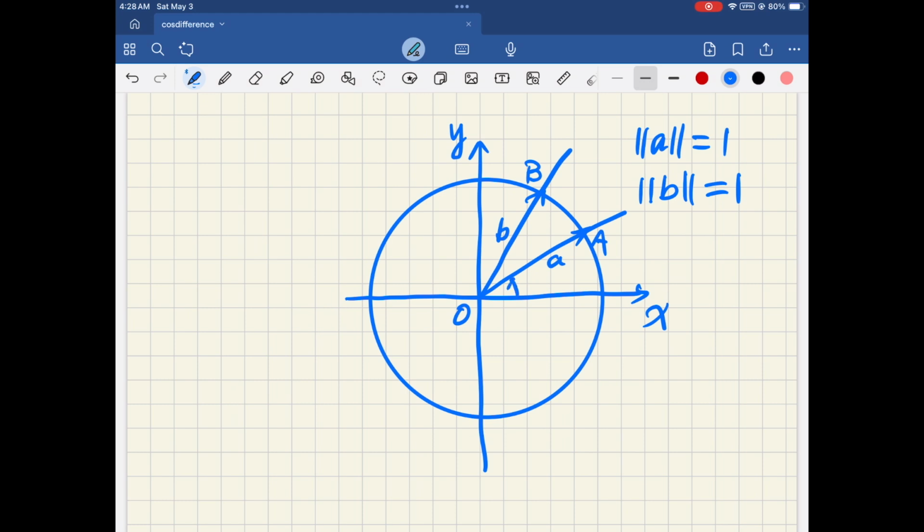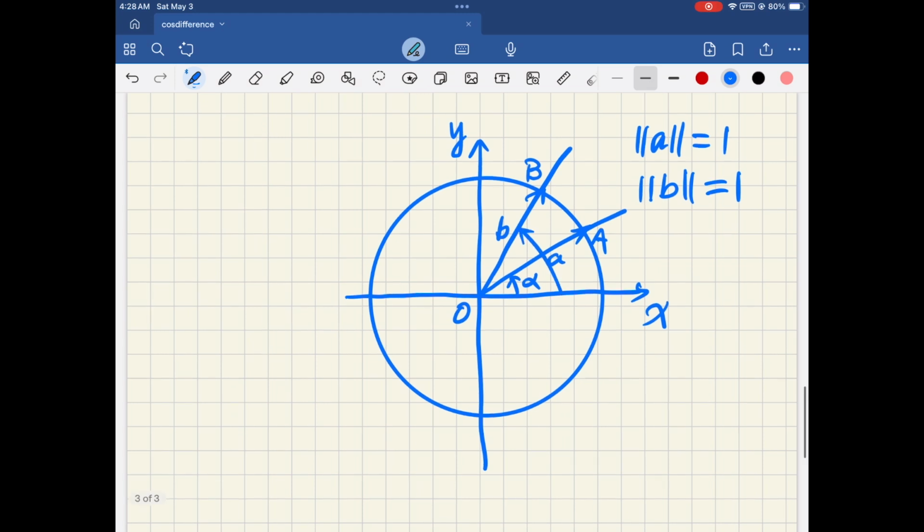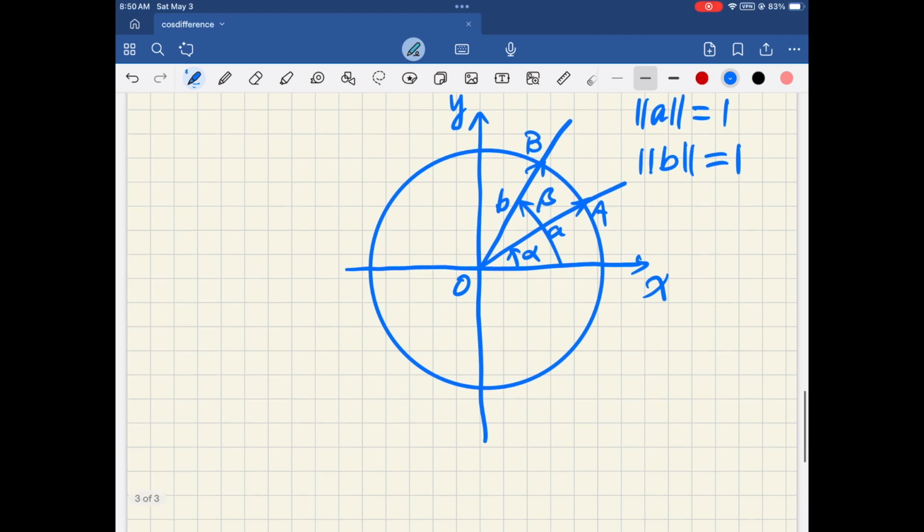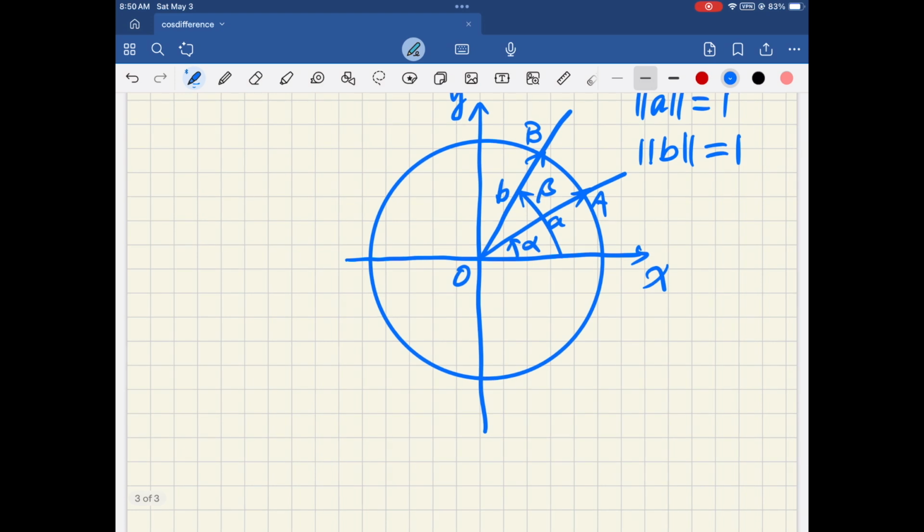Let alpha be the angle vector A makes with the positive x-axis, measured counterclockwise. Similarly, let beta be the angle vector B makes with the positive x-axis. Because points A and B lie on the unit circle, we can easily find their coordinates using trigonometry. For point A, associated with angle alpha, the coordinates are (cos α, sin α). For point B, associated with angle beta, the coordinates are (cos β, sin β).